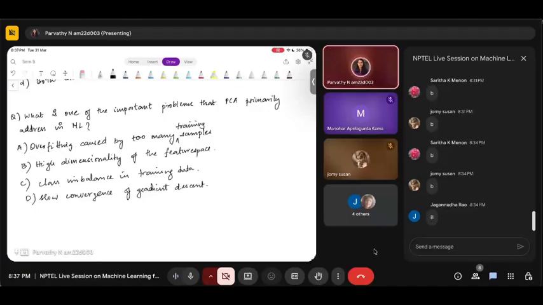So overfitting is caused by too many training samples, high dimensionality of the feature space, class imbalance in the training data, slow convergence of training data. So high dimensionality.